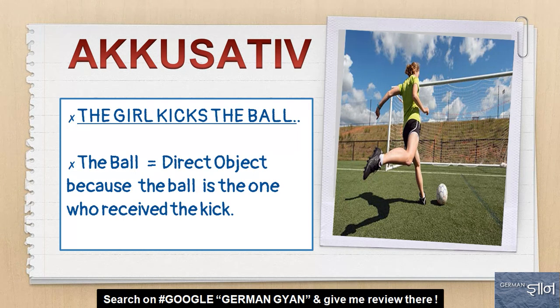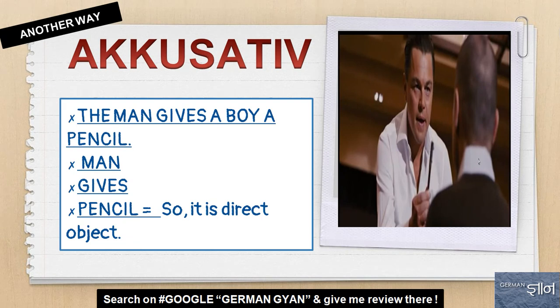In this one, there is another way by which we can find out the accusative. In the sentence, find the three most important words. For example, the man gives a boy a pencil. So here the three important words are man, gives, and pencil. So the third one will be your accusative object. So here pencil is the direct object.